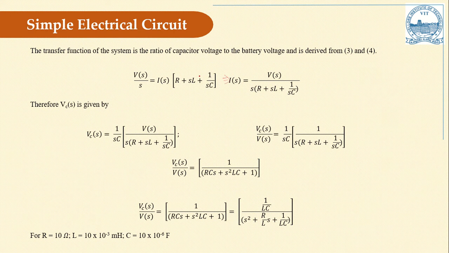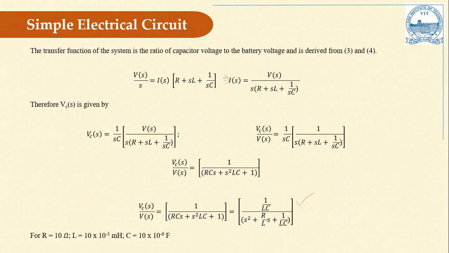So this is equation 3. From equation 3, we get the value of I of s. Upon substitution in equation number 4, that is for Vc of s, and upon simplification, we arrive at the transfer function of this simple electrical circuit.